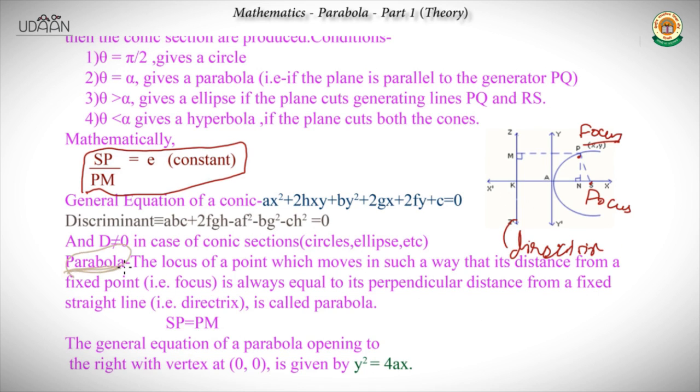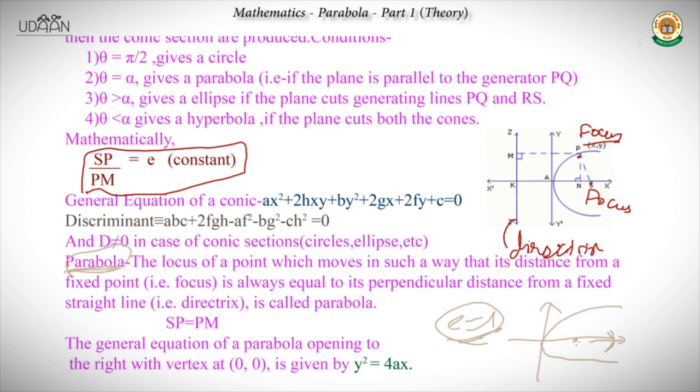Parabola: it is the locus of a point which moves in such a way that its distance from a fixed point is always equal to the perpendicular distance from a fixed straight line, which means the e equals 1. Here in the parabola, e equals 1, and we'll assume that the standard equation of the parabola is obtained when we assume the x-axis as the axis of the parabola. We'll study what the axes of the parabola are in the next theory part.